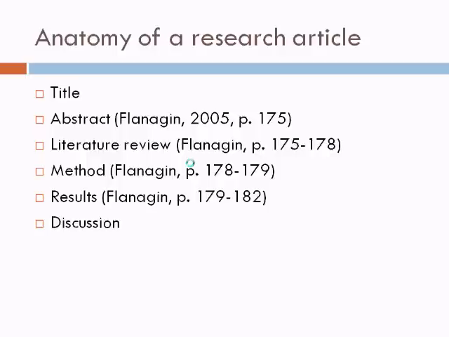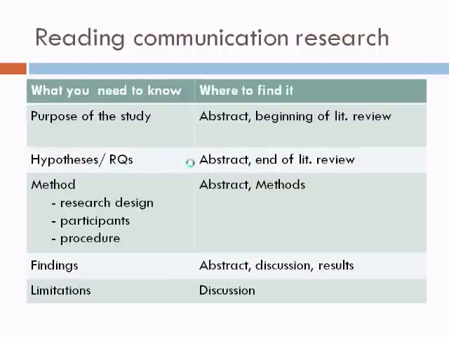So let's talk about now what information you really need from each section, because you don't really need everything from every section. You just have to look inside each of these sections for the information that's going to be important for you so that you know what the article talked about. So here you have a chart that tells you what you need to know from a typical research article and also where to find this information. Most importantly, you want to know what was the purpose of the study, what was the author trying to find.